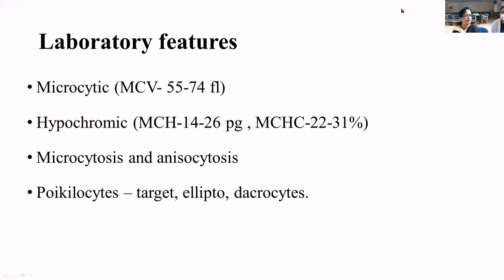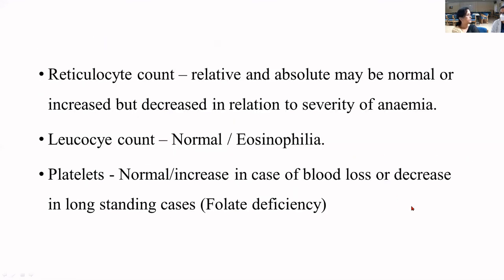So laboratory findings: microcytic, MCV is decreased. Hypochromic, because MCH and MCHC are decreased. So microcytosis, as we said, anisocytosis, poikilocytosis would also always be there. Then what are the poikilocytes? Abnormal shaped RBCs that are seen there: elliptocytes, target cells, the pencil shaped cells, pessary cells. So what are these dacrocytes? They're teardrop cells.